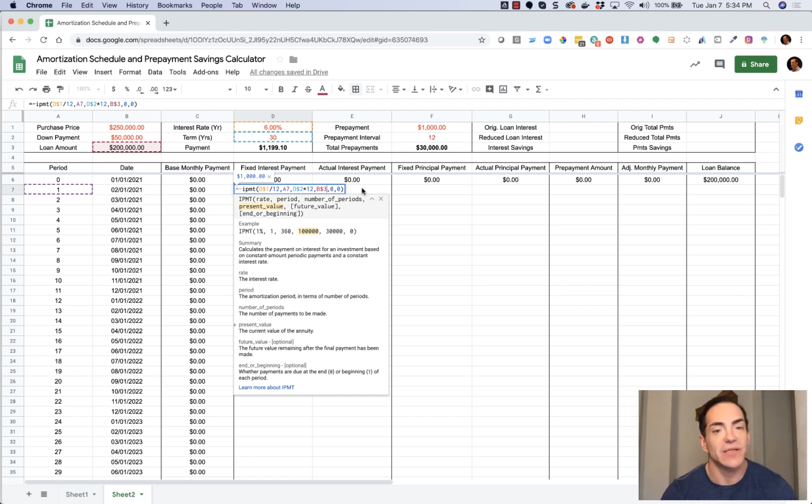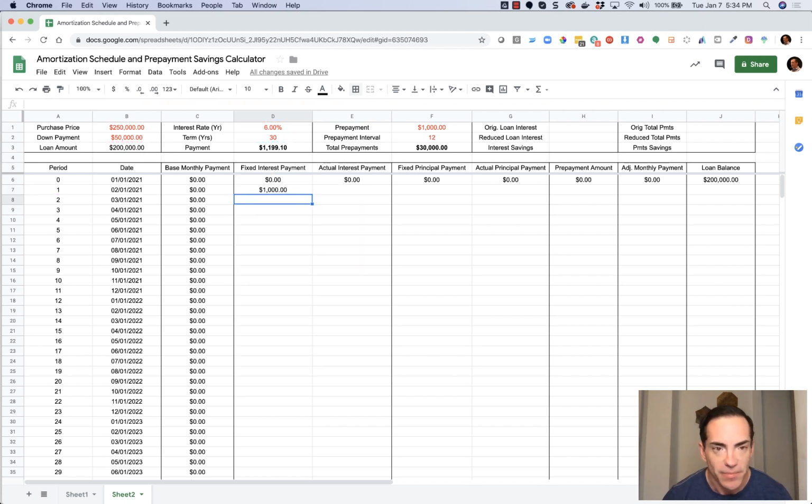But when you come over to calculating actual interest payments based on making additional payments at non-monthly intervals, then you have to use the current loan balance for your calculation, not the original loan amount. What I just said will make more sense here in a minute. But for now, we're using the original loan amount as the present value. And then again, we force zeros for the future value and the end condition.